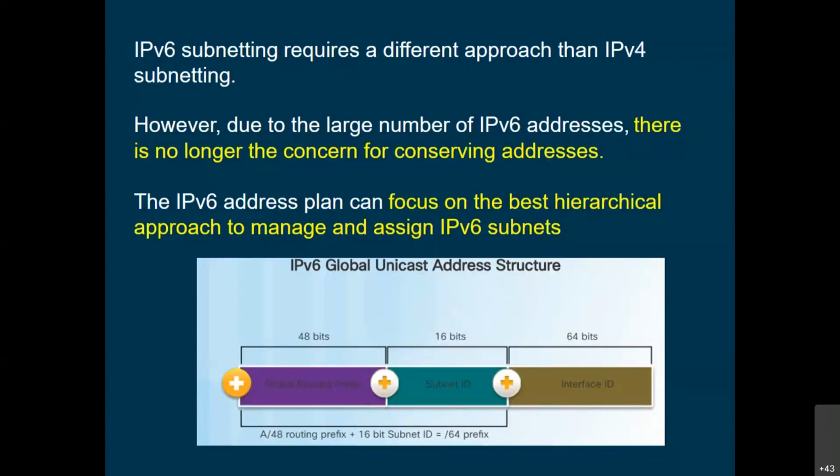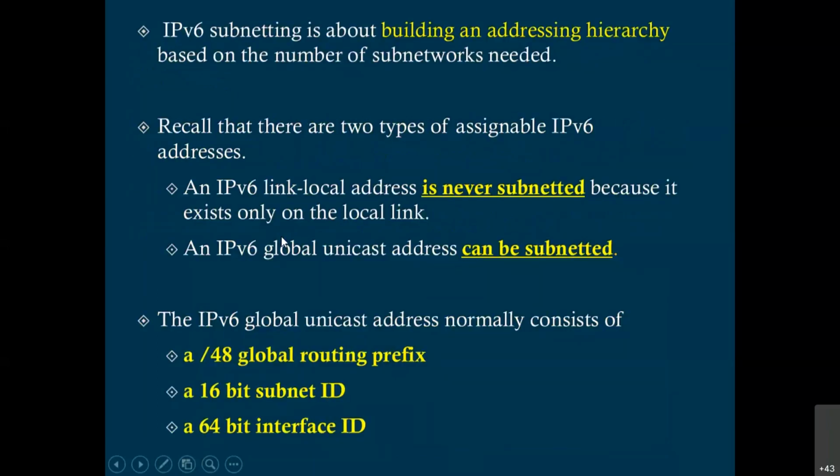Okay. So due to the large number of IPv6 addresses, there is no longer the concern for conserving addresses. There are so many addresses, you don't have to worry anymore. The IPv6 address plan can focus on the best hierarchical approach to manage and assign IPv6 subnets. So IPv6 subnetting is about building an addressing hierarchy based on the number of subnetworks needed.